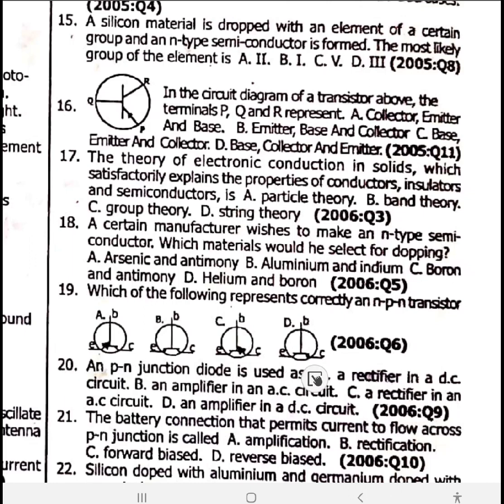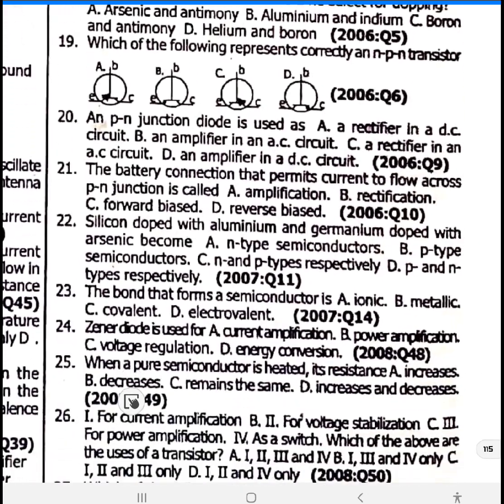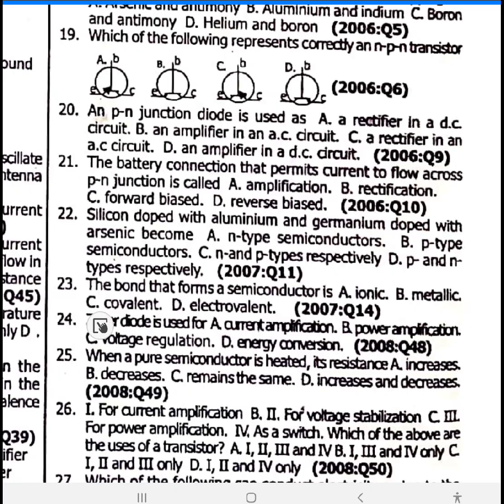20. A PN junction diode is used as a rectifier in a circuit.